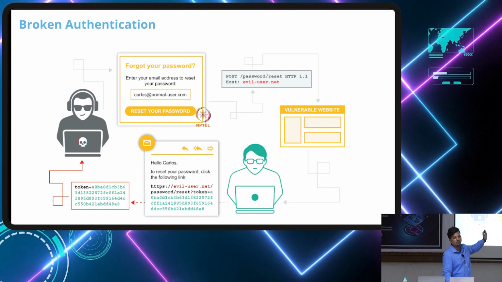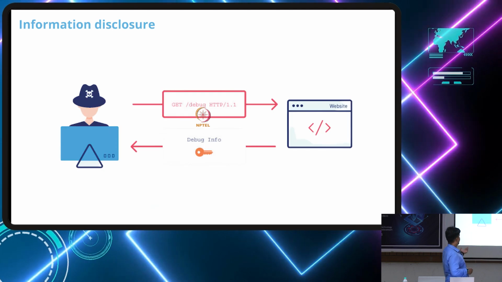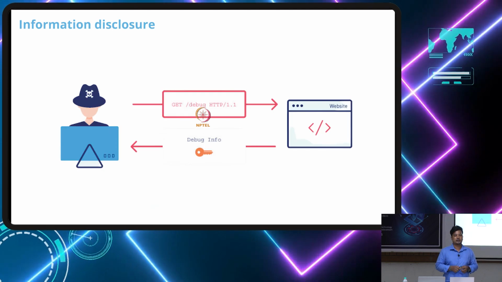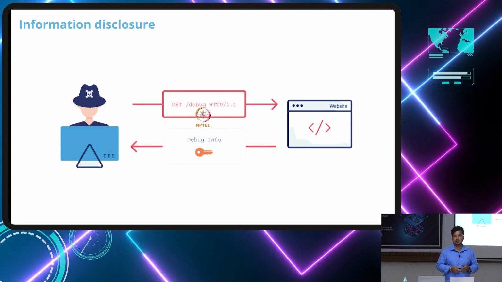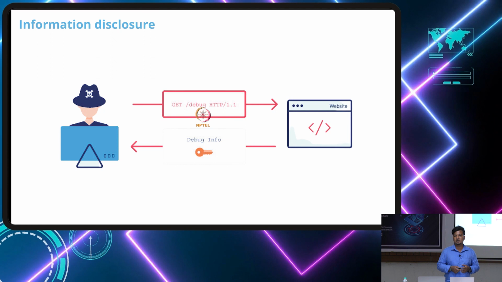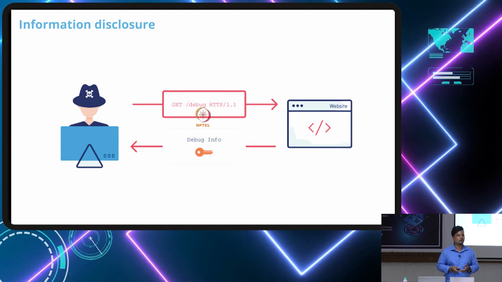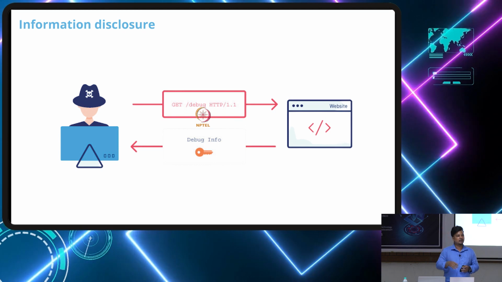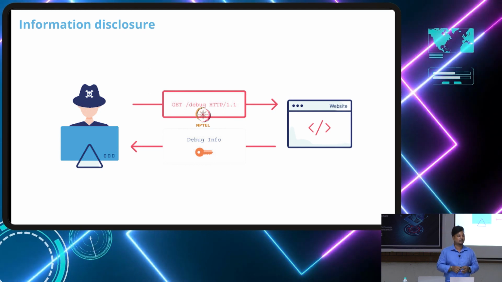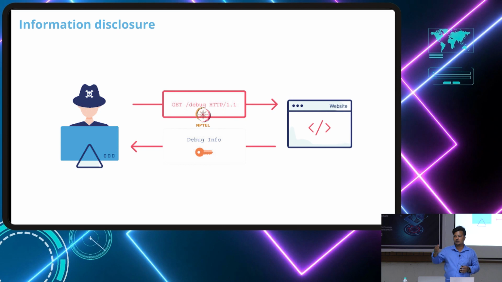All these things come under broken authentication. Then information disclosure. This is not actually a critical part, but it may lead to sensitive information. As I told you, websites give error codes like 404, 403, 401. Sometimes websites expose error messages, which we call debugging phrases, like some script code coming into play. Actually, that should happen in the development environment, but it happens in the production environment.